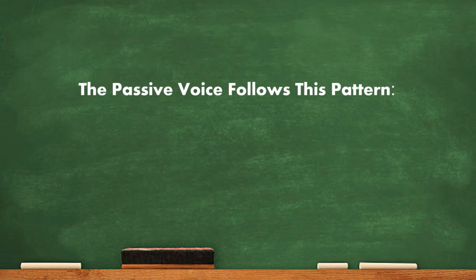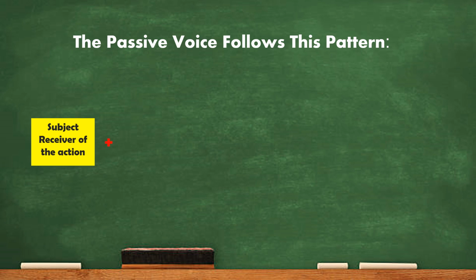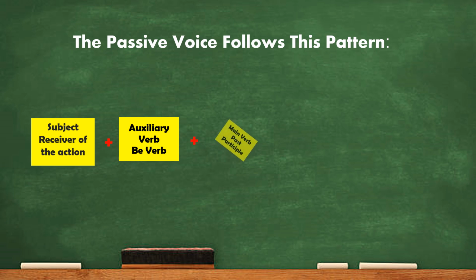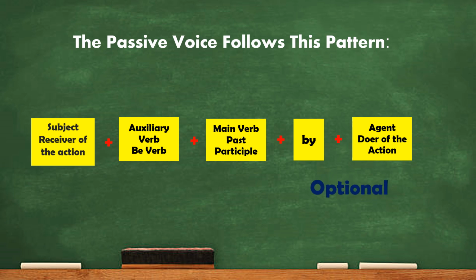Let us look at the structure of the sentence that is in the passive voice. First, we have the subject that is the receiver of the action. Then, we have the auxiliary verb or the be verb. Next, we have the main verb that is in the past participle. And we also have the word by plus the agent or the doer of the action. We must take note that by and the agent are sometimes optional in the passive voice.